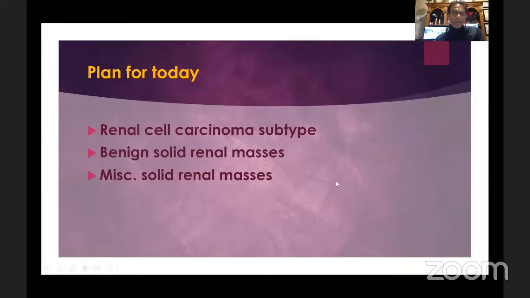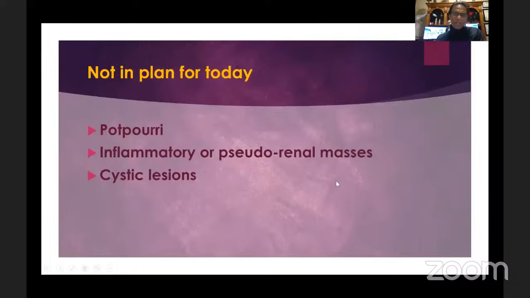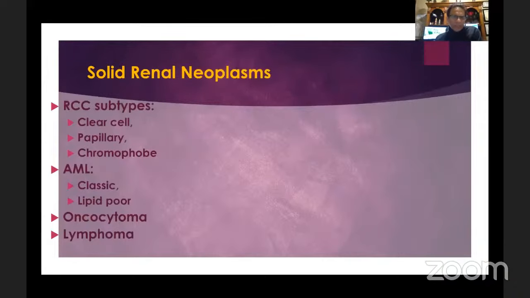The plan for today would be to talk about different types of tumors and how we can characterize those with MRI. I'm not going to discuss a potpourri of all renal masses. I'm not going to talk about inflammatory or pseudo renal masses or cystic lesions. We are going to briefly talk about renal cell carcinomas and their subtypes, some typical and atypical AMLs, oncocytomas, and other tumors.